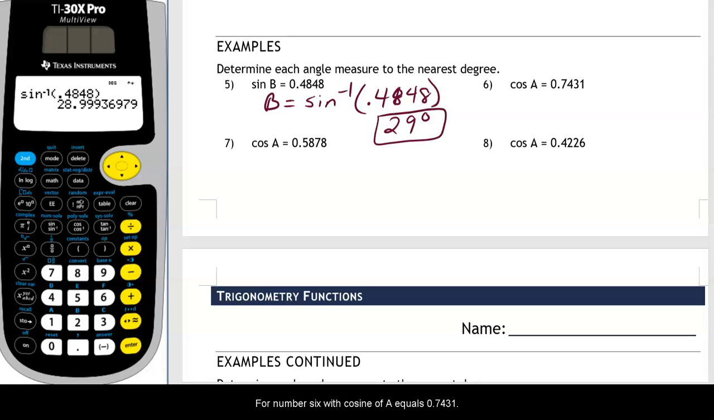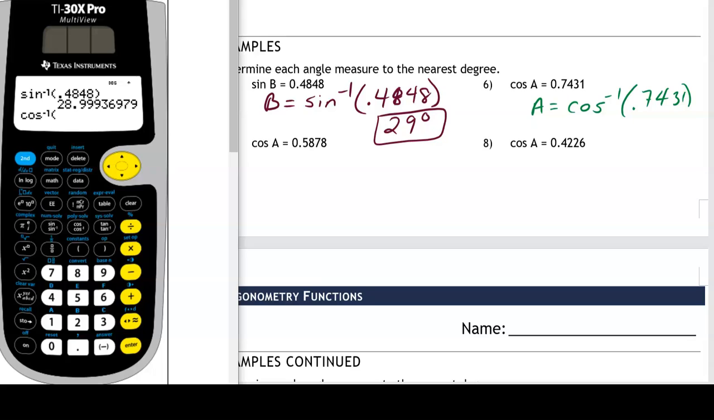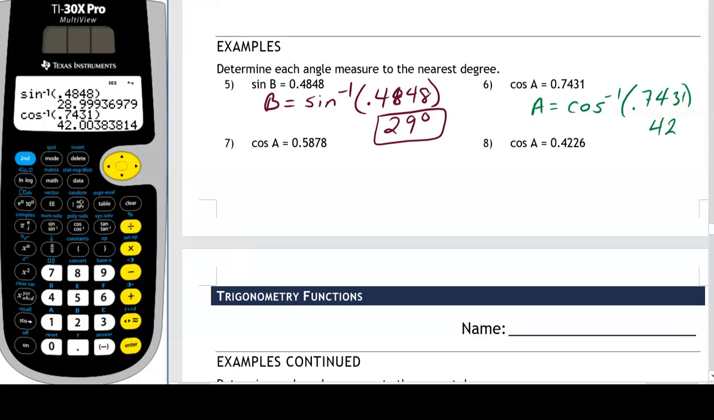For number 6, we have cosine of A equals 0.7431. So again, we're going to have A equals inverse cosine of 0.7431. Typing that into my calculator, 0.7431, and I would get 42 degrees.